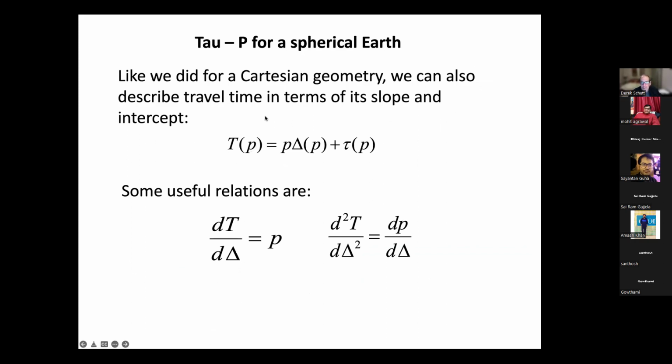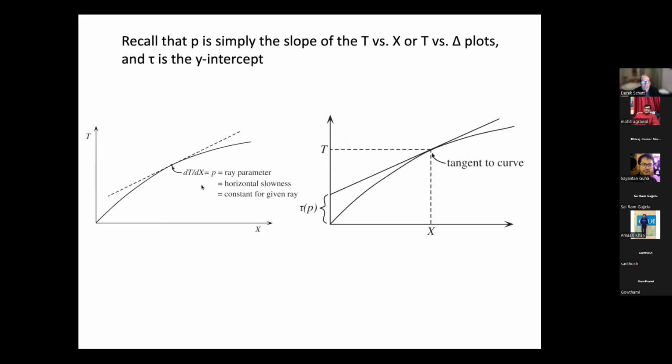So like we did for Cartesian geometry, we can also describe travel time in terms of the slope and intercept, except here, rather than p times X, we have p times delta. So some useful relationships are dt/d delta equals p, and d squared t/d delta squared equals dp/d delta. So p is simply the slope of the t versus x line here. And if I plot t versus delta, then we get the ray parameter for a spherical Earth. And tau is again the tangent to the curve.